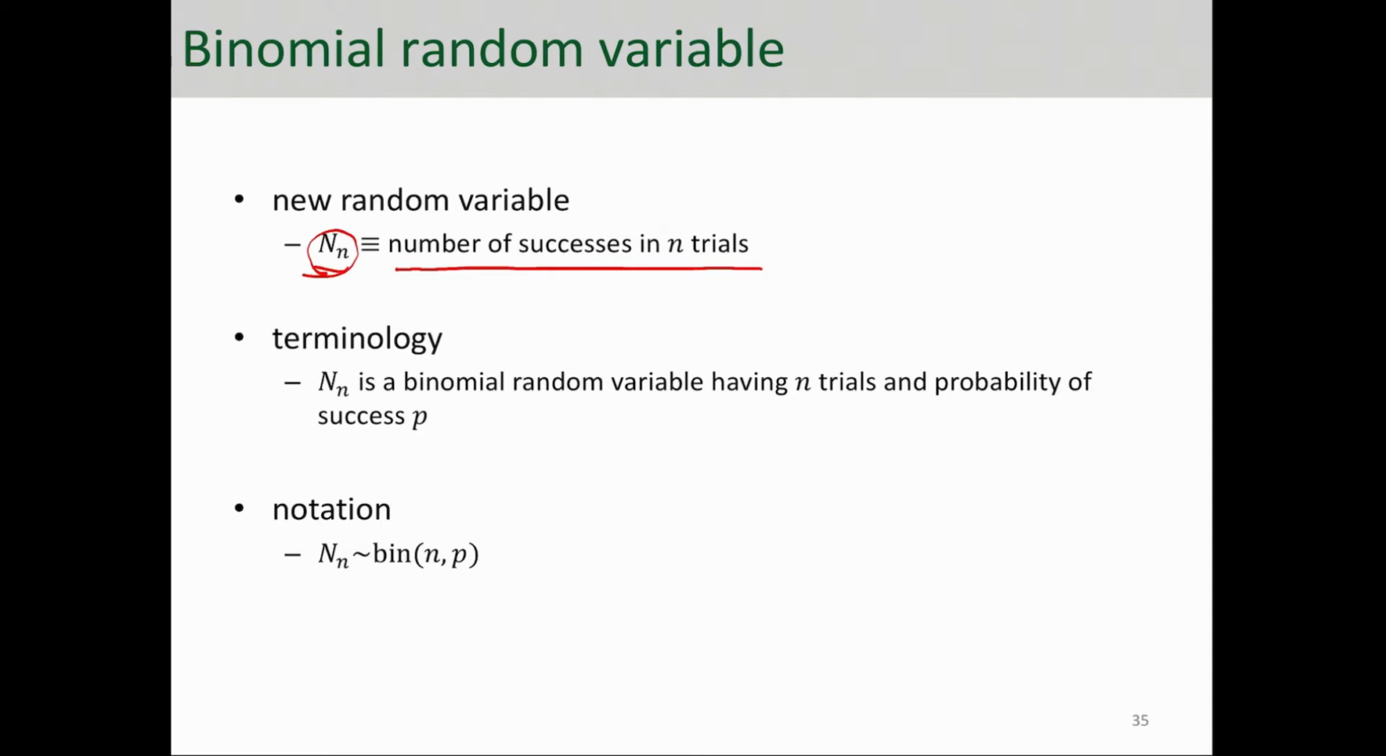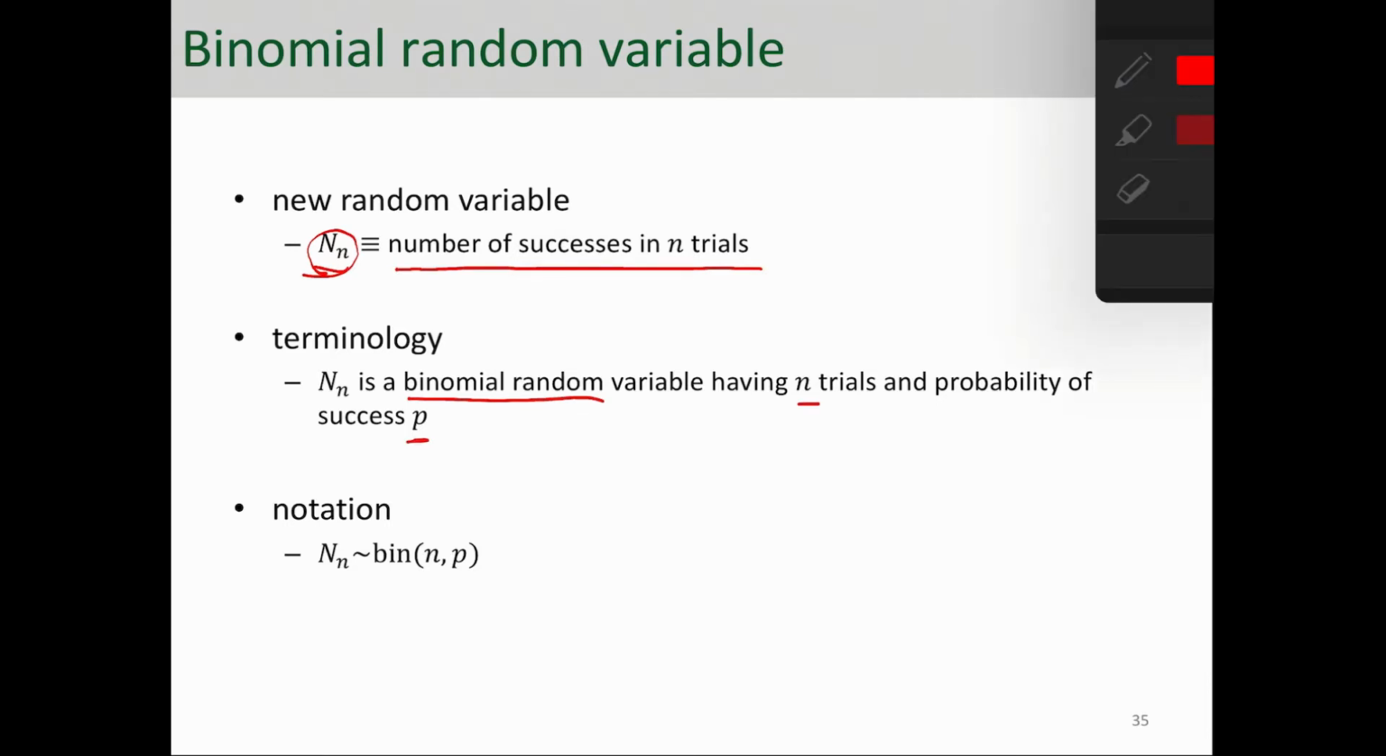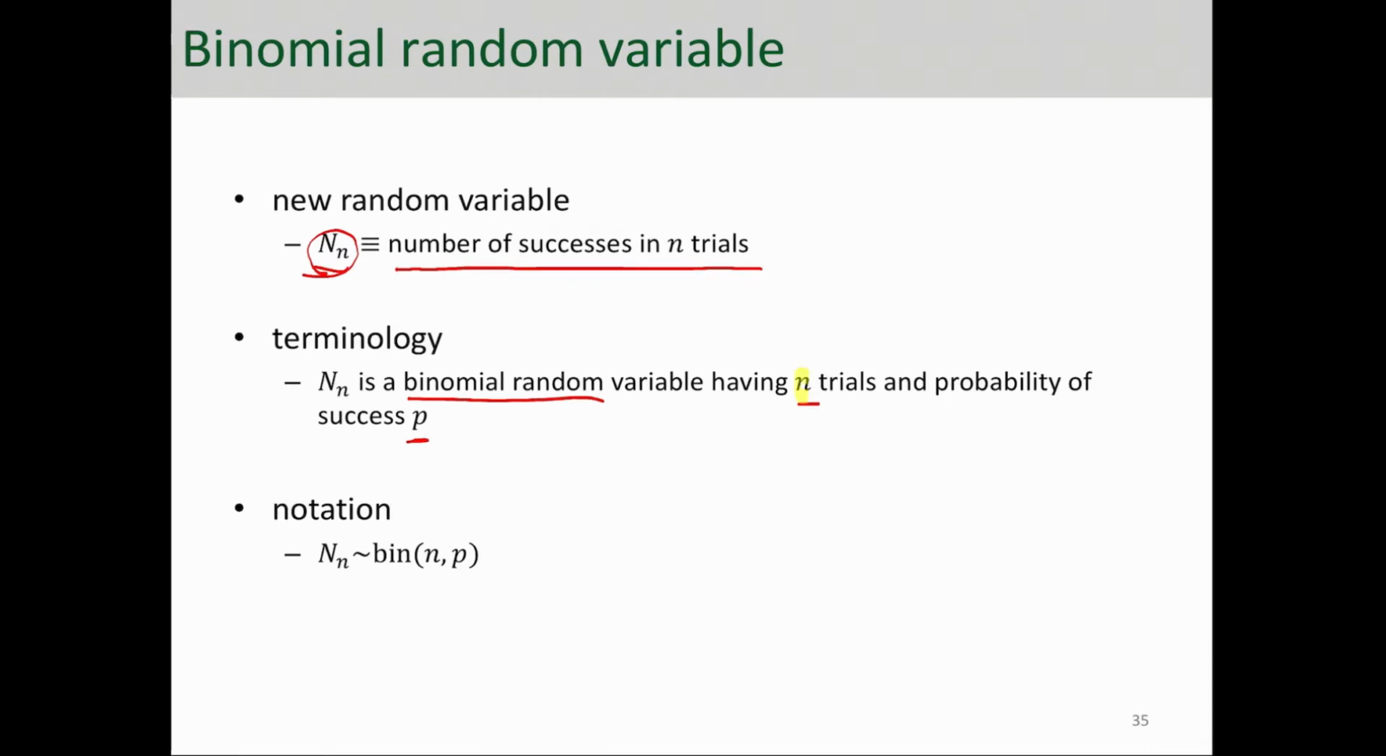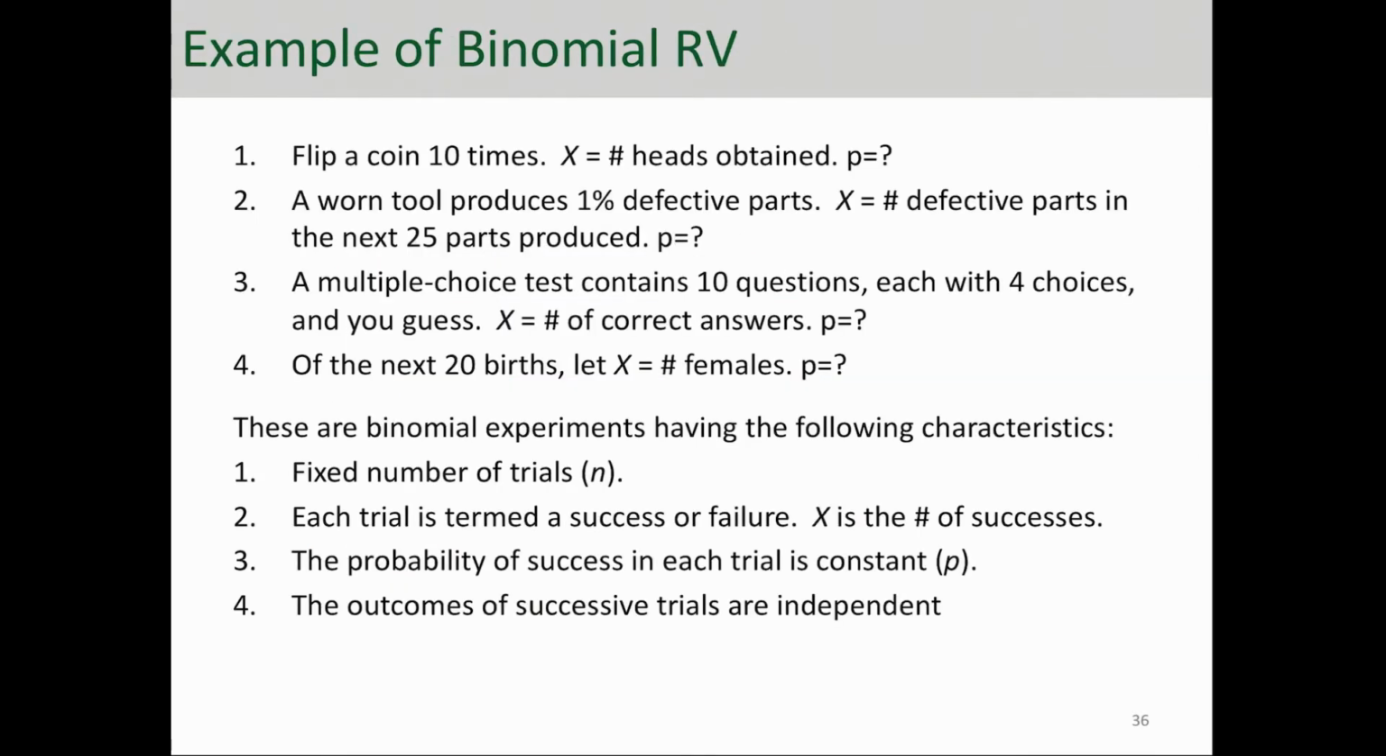So N sub n represents the number of successes in those trials. And N sub n is a binomial random variable having n trials and probability of success p. So here you see that binomial random variable has two parameters, n and p. We define binomial random variable this way. N sub n follows binomial with two parameters, n and p. So let's look at some examples of binomial random variable in different applications.